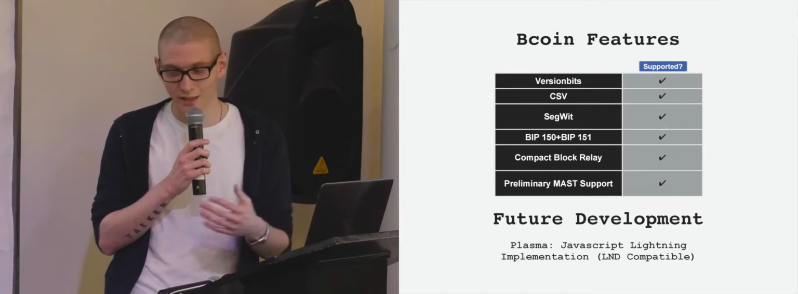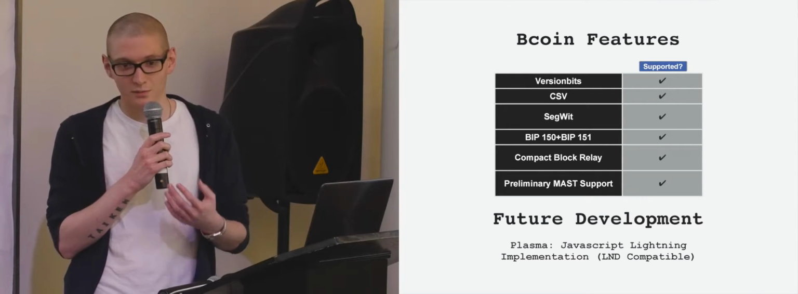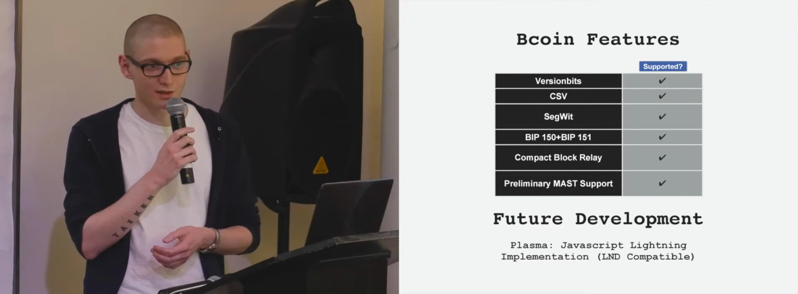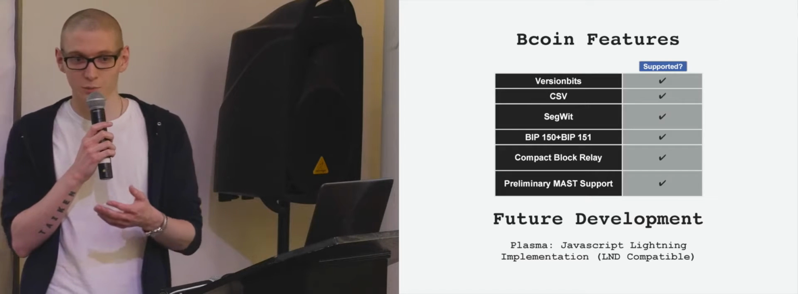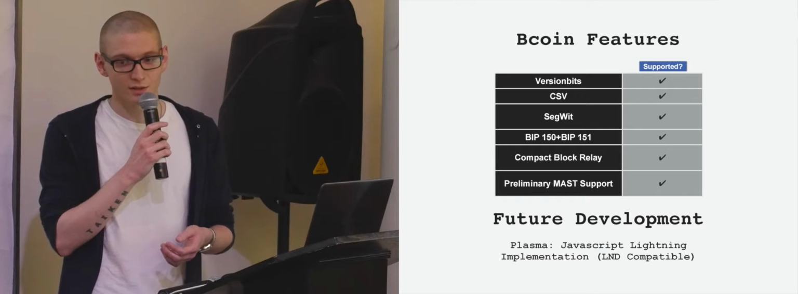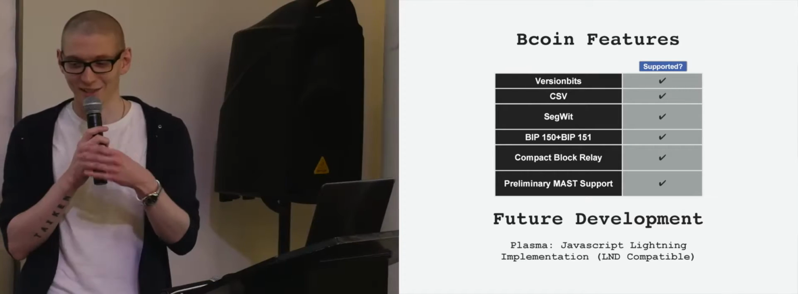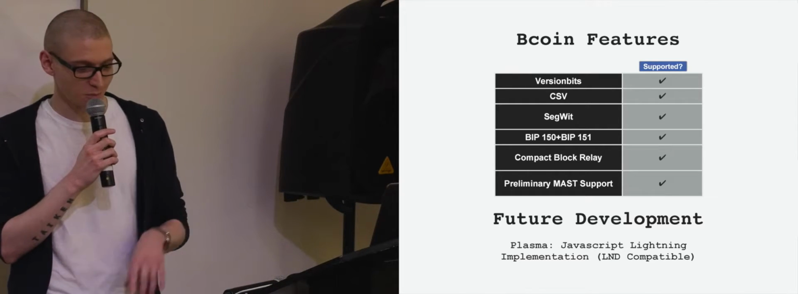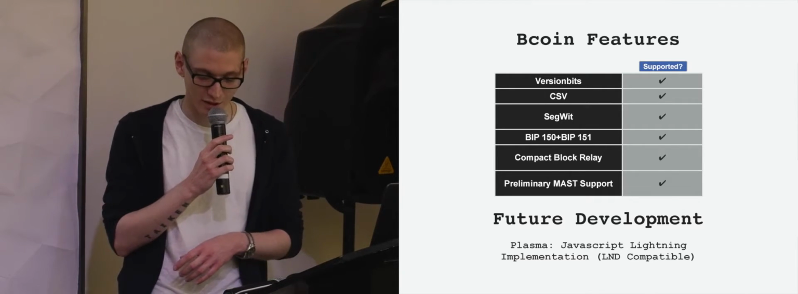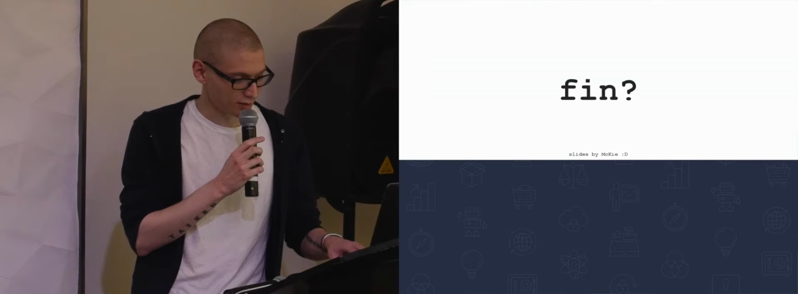So now that we have a Bitcoin full node in the browser, we can also do other cool things like layer 2 things, as they say. Right now BCoin has the start of a Lightning implementation being built on top of it. It's called Plasma, and it's meant to be LND compatible. Right now it can connect to the network, do the initial handshake, and send a single funding request. But the data management isn't quite there yet, and I hope to get it there in the future. Because Lightning is very cool, and it's very fun to work on. So that's about it.